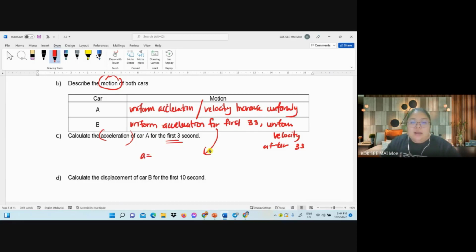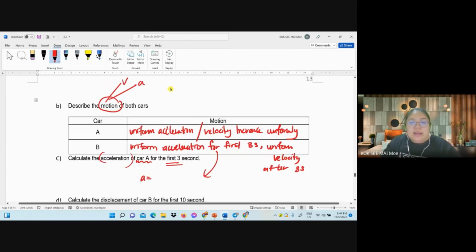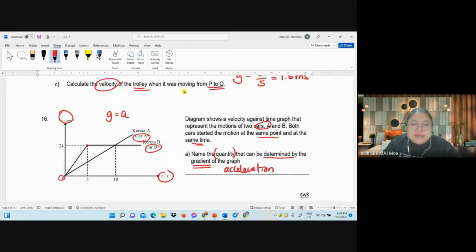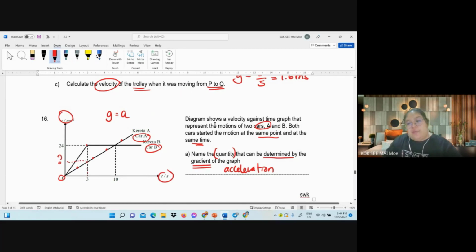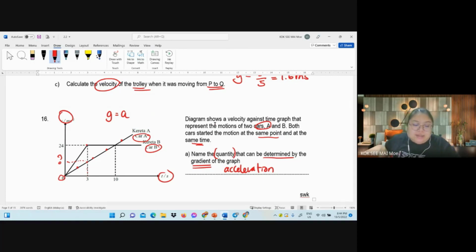Okay, this is only for car A, car A only. You see car A is one straight line. They ask you for the first 3 seconds, supposedly here like that. But they never provide the velocity for car A at 3 seconds. So how do you find the acceleration for car A in 3 seconds?